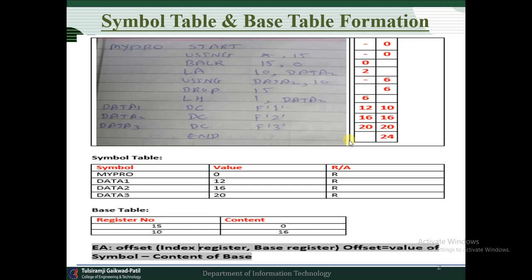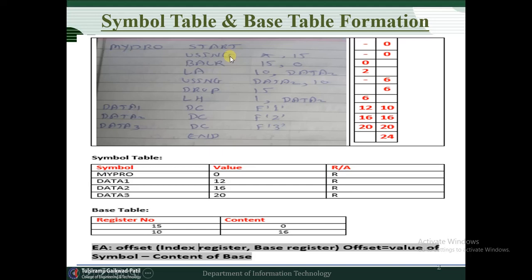Now how do we find out the base table? While calculating the base table, two important concepts you may understand: the register number and the content. So how do we find out the base table? We need to find out the register numbers and the contents. How do we find them? From the program you have been given, you must find the USING. USING is one type of pseudo opcode. As per the definition, USING tells the assembler what my base register is.